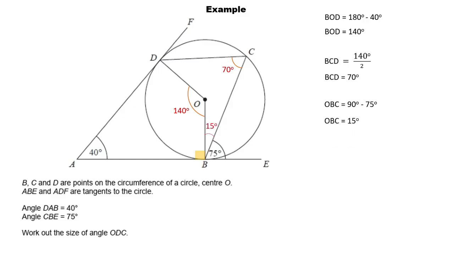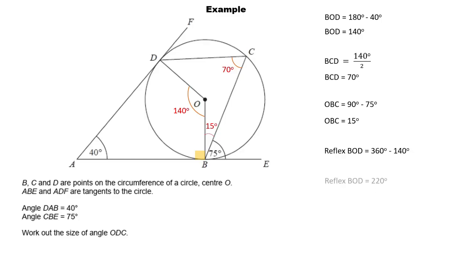Now we need the reflex angle BOD, but since we already have the obtuse angle of BOD, which is 140 degrees, we can simply say reflex BOD equals 360 degrees minus 140 degrees.